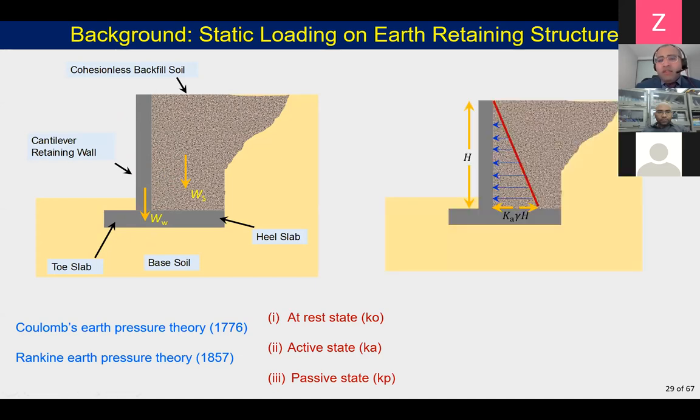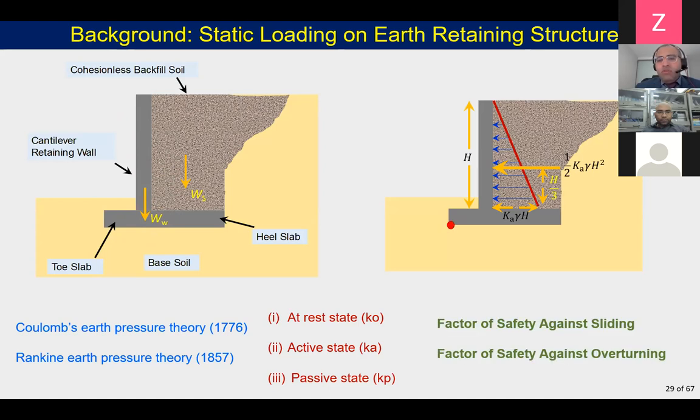In the static condition, you assume a static variation of the earth pressure laterally, which is a triangular distribution that acts at a height of 1/3 of the wall height. Then you can calculate the earth thrust, find out the factor of safety in terms of overturning and sliding, and try to design the structure. That's the basic static design.